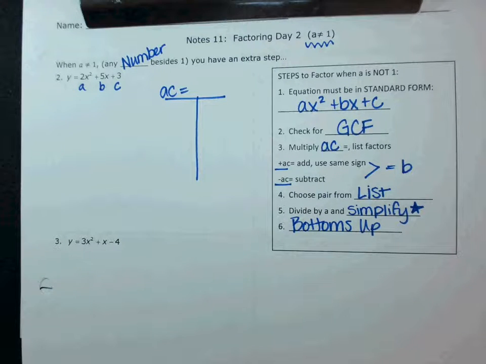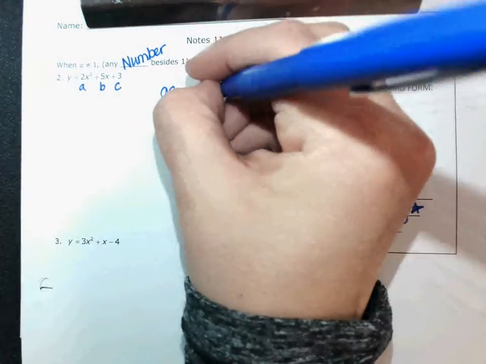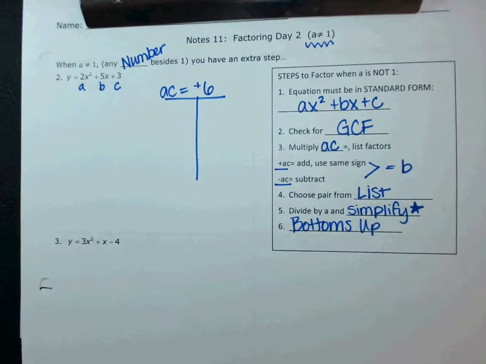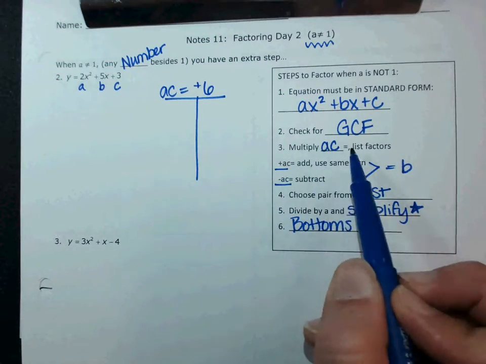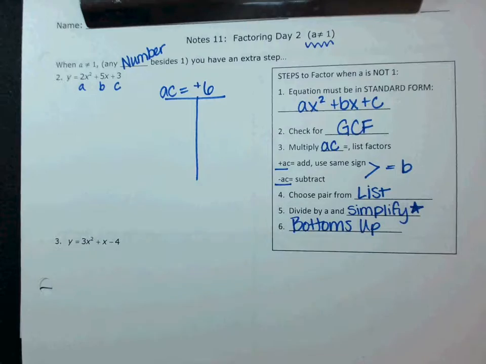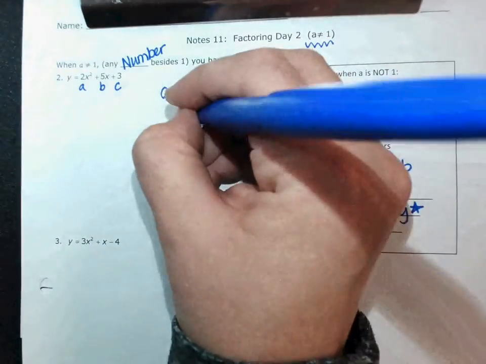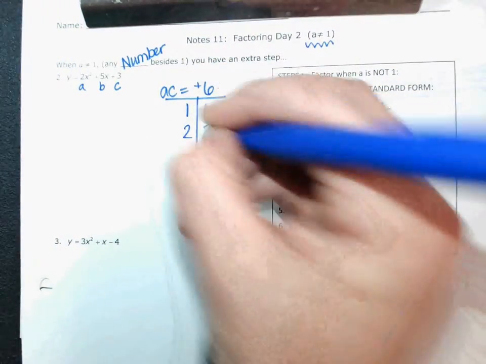Breaks. Okay, so A is 2, C is 3. What's 2 times 3? 6. Boom, plus 6. Okay, from there, I need to list, look at where I'm at. I multiplied AC, now I'm going to list my factors. How can I times to get 6? 1 times 6 or 2 times 3.